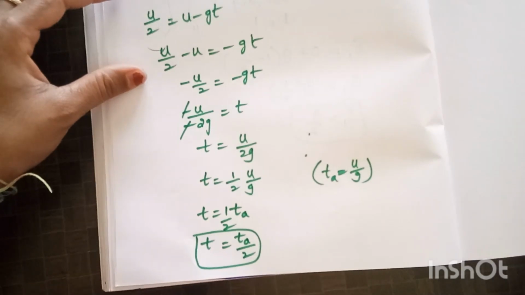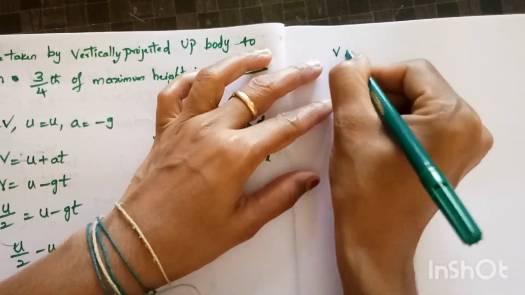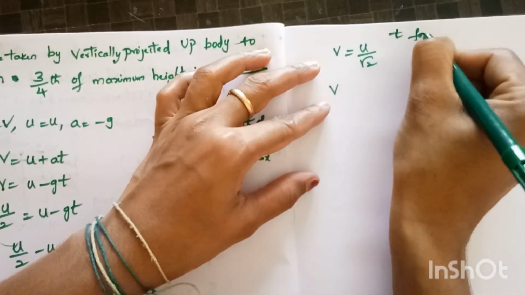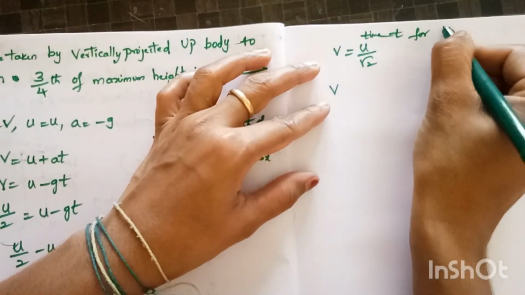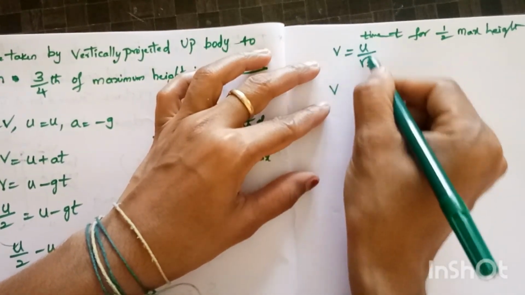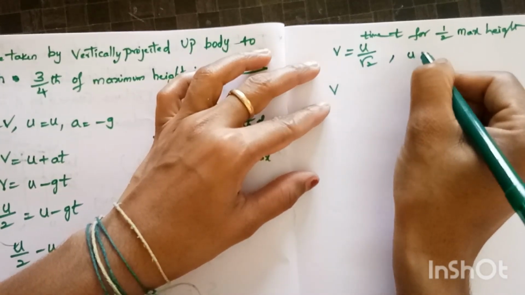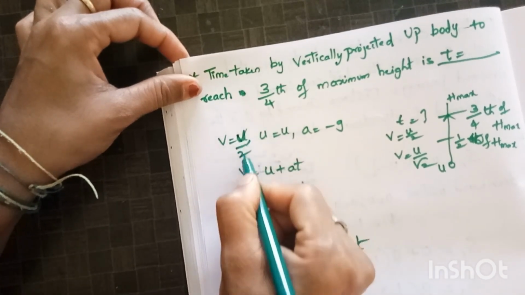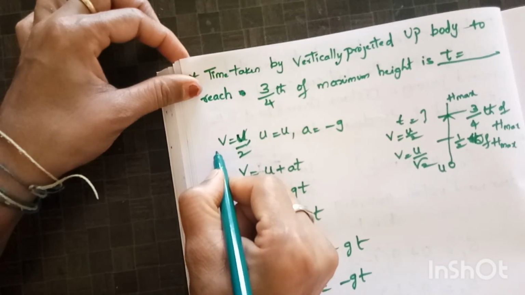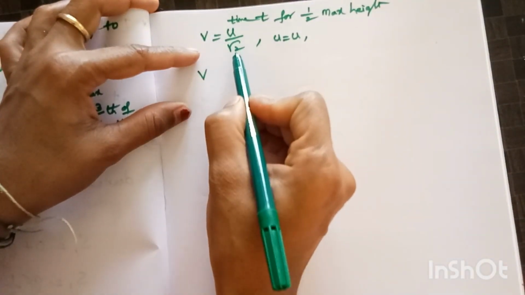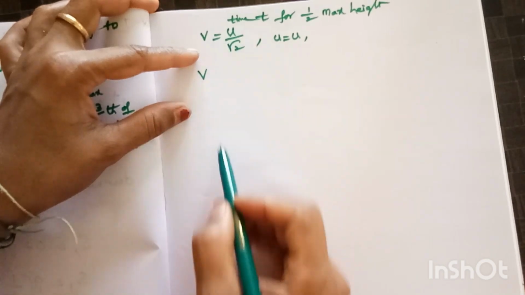Now we are going to calculate the time taken by the body to reach half maximum height. For half maximum height the velocity will be v equals u by root 2. So u equals u here. Earlier I took v equals u by 2 because the velocity at 3/4 of the maximum height is u by 2. Here I am substituting v equals u by root 2, because this is the velocity at half maximum height.